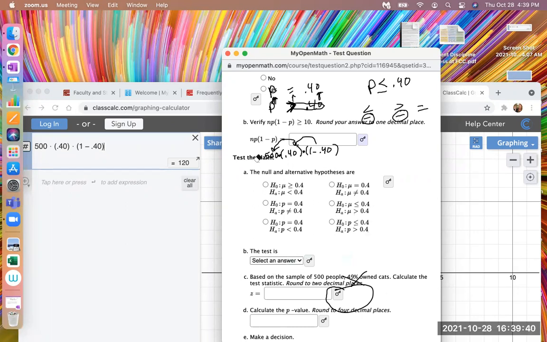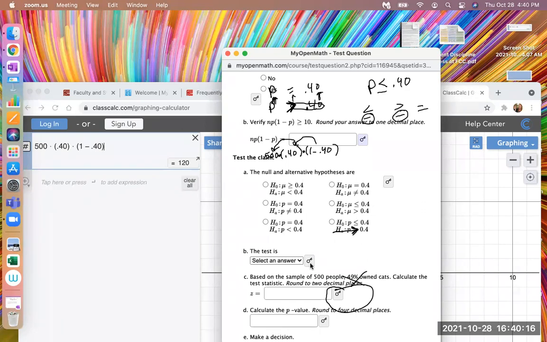Next, they said the test is, now this is pretty simple. We just look at the alternative hypothesis, and you make an arrow out of it, and the direction the arrow is facing, that's the type of test we're doing. It's facing to the right, and maybe you're seeing a mirror image of me pointing to the left, but it's okay. It's pointing to the right. The alternative hypothesis in this case is pointing to the right. So this is a right tail test.